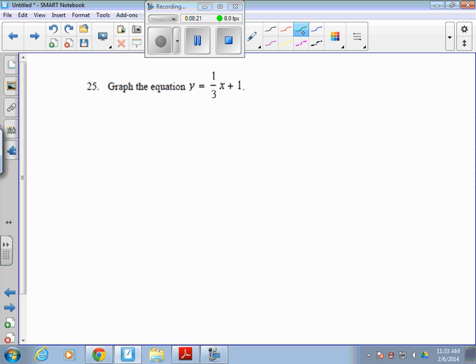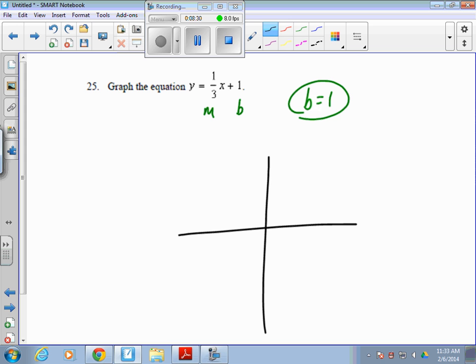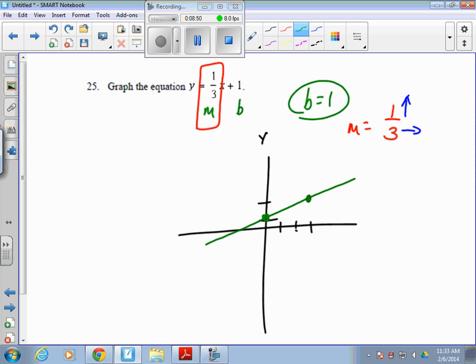Then it says graph the equation y equals 1/3 x plus 1. Y equals mx plus b. B tells you where to begin. It's 1. Your y-intercept tells you to begin at 1. Your m value is 1/3. Remember, it's rise over run, tells you to go up 1 and right 3. So up 1 and right 1, 2, 3 for your second point. You have 2 points. You can draw your line through both of them. The equation's graphed.